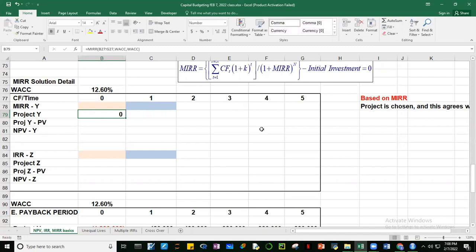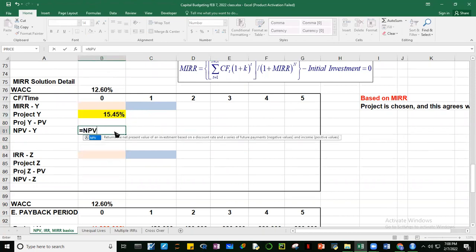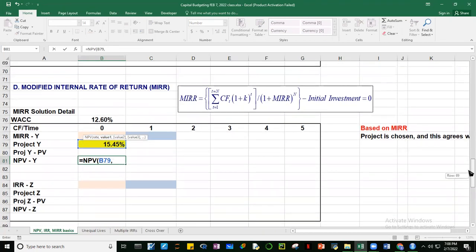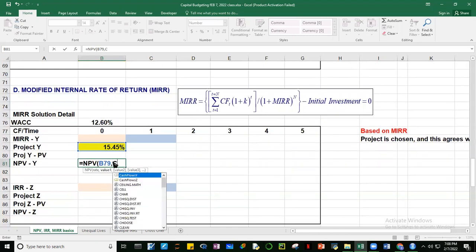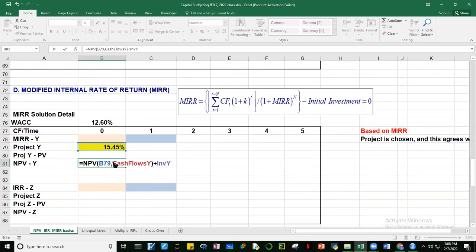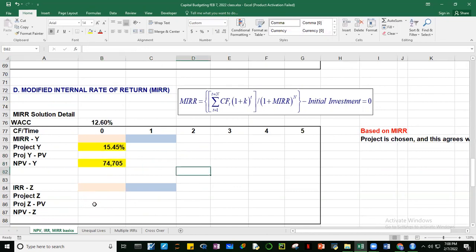Okay, so what will this be? So this is, gawin natin 15.45. 15.45 yung MIRR ni Project Y. Okay, kunin nga natin yung NPV dito. NPV, rate natin to. Our values will be NPV to, no? So kailangan natin yung cash flows ni Y. Okay, and then of course, idadagdag natin si investment ni Y. Okay, so what's the NPV? 74,705.